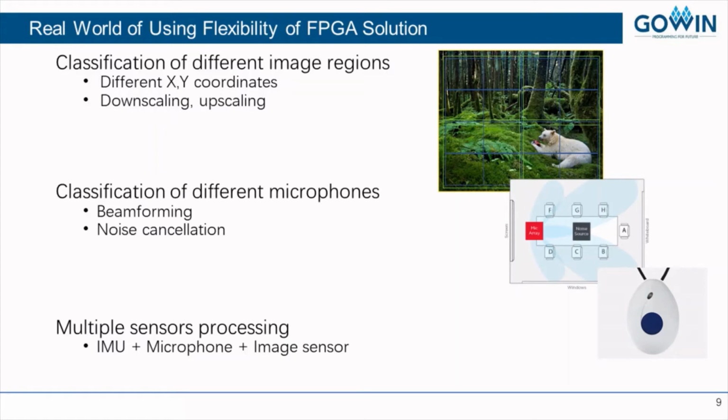Second one is classification of different microphones. So adding some beamforming to the front end or noise cancellation can really improve the results of audio classification, audio phrase detection. And so we see that a lot where, let's say that you have a situation where you have multiple microphones in the room to do beamforming and noise cancellation, and then you want to do some phrase detection or different word detection classification over time.